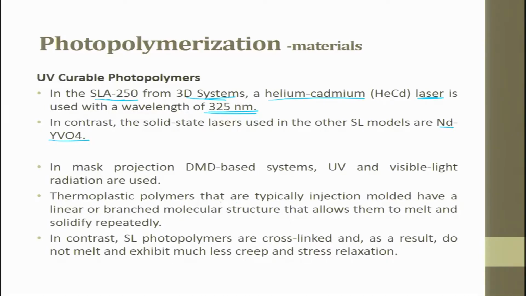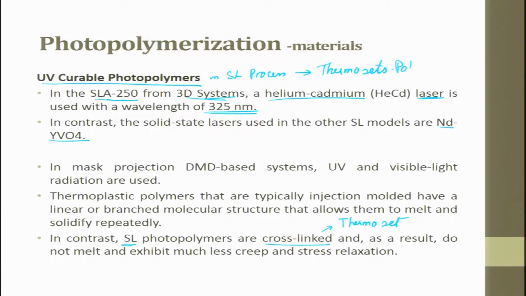Thermoplastic polymers that are typically injection molded have a linear or branched molecular structure that allows them to melt and resolidify repeatedly. In contrast, SL photopolymers are cross-linked thermosets and as a result do not melt and exhibit much less creep and stress relaxation. So you should now understand that photopolymers used in the SL process are predominantly thermosets. In thermosets, what happens?